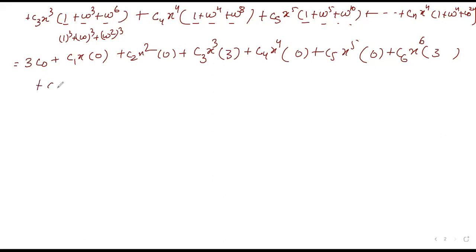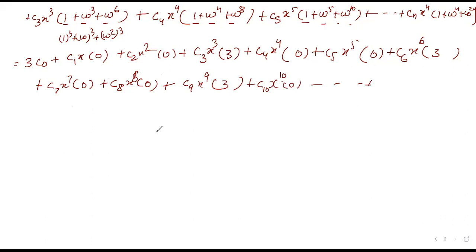Similarly, if I write C7 x raised to the power 7, seventh power of cube root of unity, 0. C8 x raised to the power 8, eighth power of cube root of unity, 0. C9 x raised to the power 9, that will be 3. This time not 0. Yes. So C10 x raised to the power 10, that will be 0, and so on.